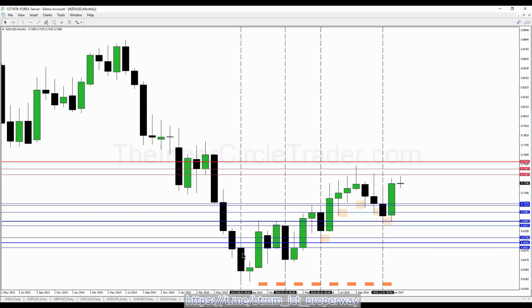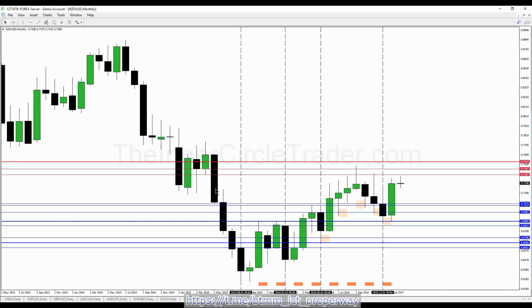Above market price would be mitigation blocks, bearish breakers, liquidity voids, fair value gaps, bearish order blocks, rejection blocks, old highs or old lows.